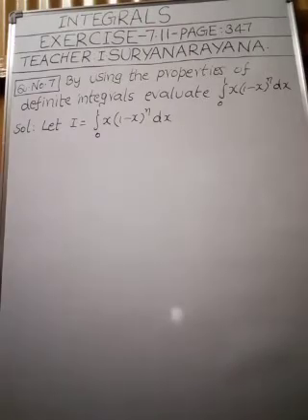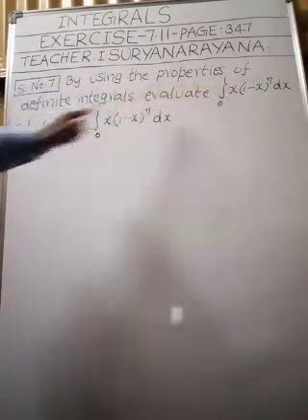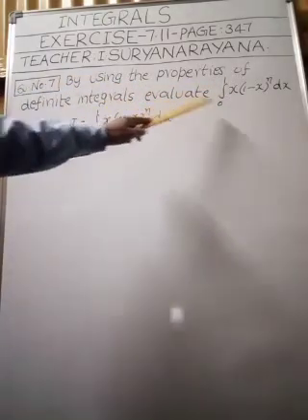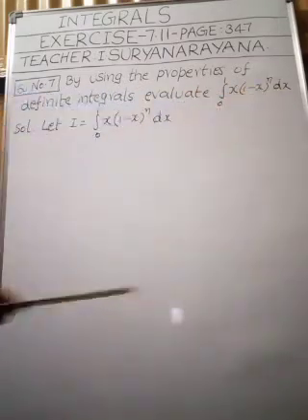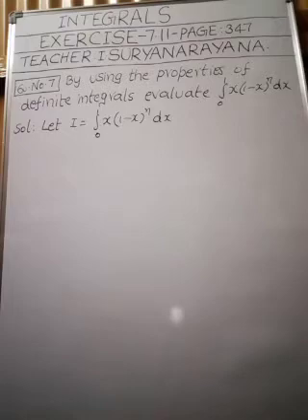Now come to the question number 7. By using the properties of definite integrals, evaluate integral 0 to 1 x into 1 minus x whole power n dx. Okay, my dear children, understood this question?